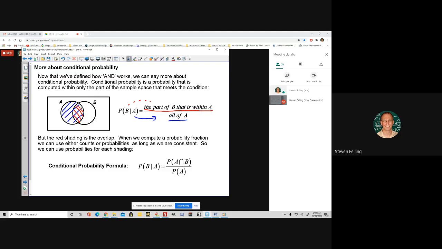But if I draw it like this, we can see that that numerator is really an overlap. So it is really the probability of A and B both happening. If I replace these with notation, the probability of B given A is the probability of A and B in the numerator, and the denominator is just the probability of A itself out of the entire amount. So this right here is called the conditional probability formula.